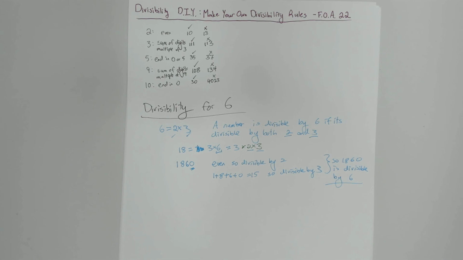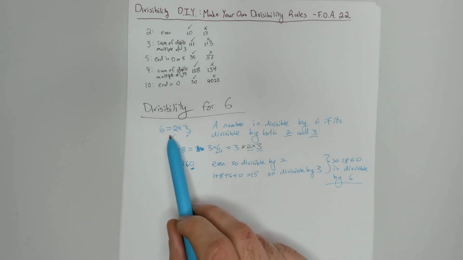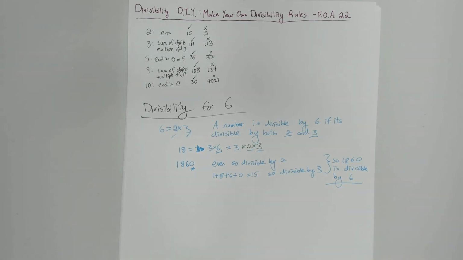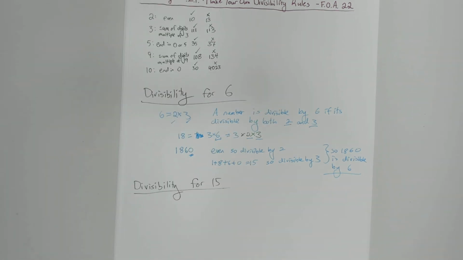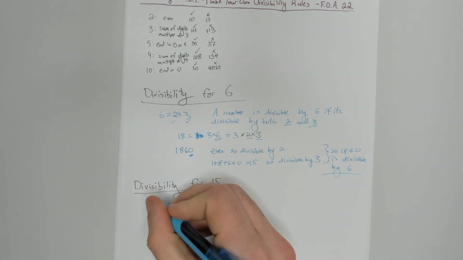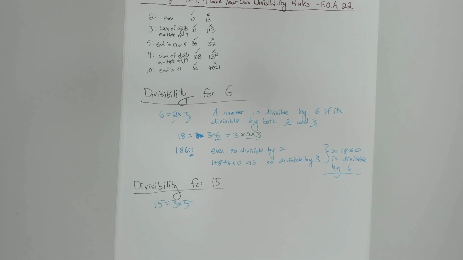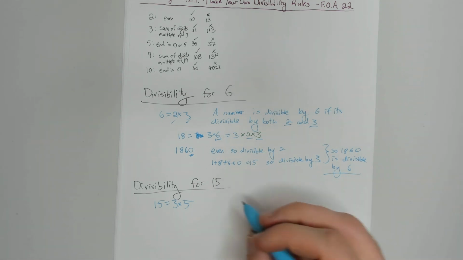So what we did is we found the divisibility rule by looking at its factorization and creating a new divisibility rule for it. So let's try another one. Let's look at the divisibility for 15. All right, so what's the factorization of 15? Well, 15, that is 3 times 5. So can you think of what a divisibility rule for 15 is going to be? When is a number going to be divisible by 15?